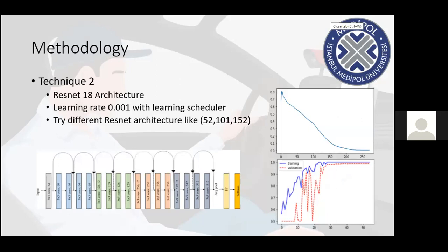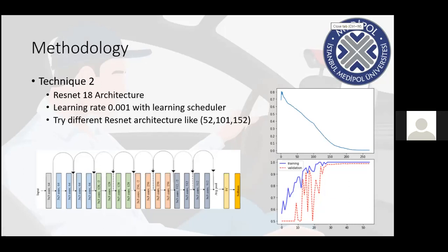figure of this ResNet 18, which has 17 convolutional layers and 1 fully connected layer with skip connections. We tried some other ResNet architectures like ResNet 50, ResNet 101, and ResNet 152, and ResNet 18 gives us very good accuracy, almost 98%. Here on the right-hand side, you can see the loss graph and the training and validation accuracy of our model.